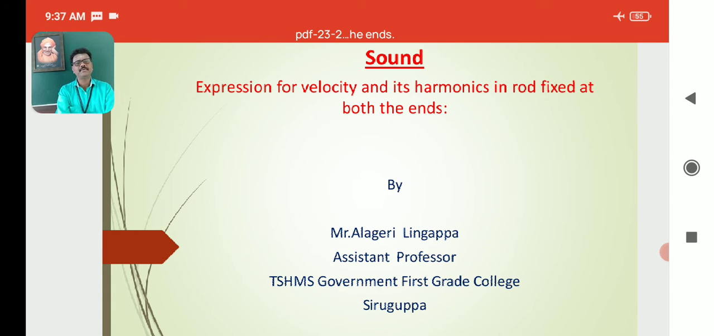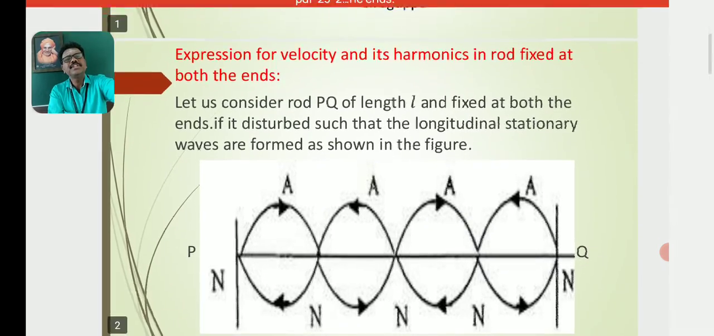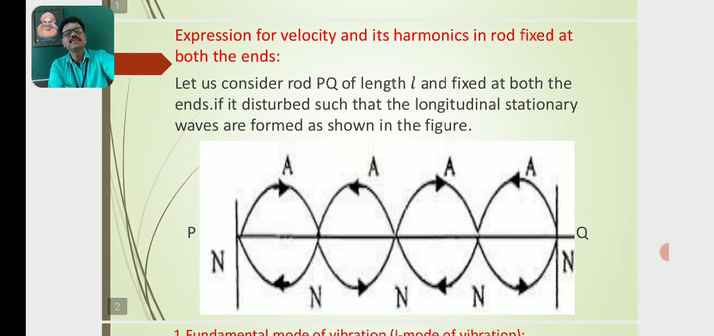Today's chapter is sound. We have discussed the concept, an expression for velocity and its harmonics in a rod whose both ends are fixed to a rigid support. Yesterday we discussed the expression for velocity and its harmonics in the case of a free rod.